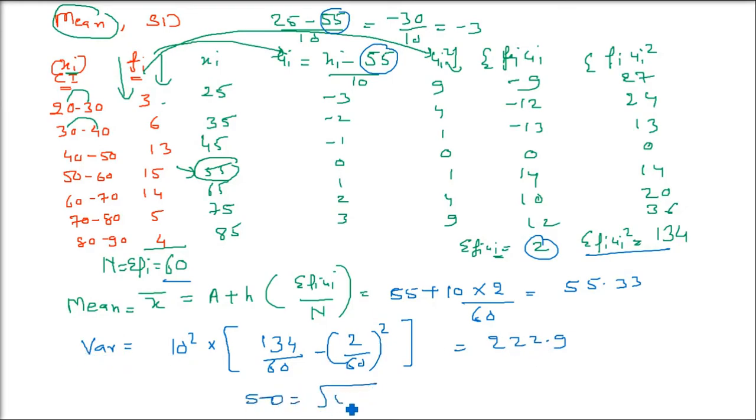Now variance, how to find out standard deviation? Take under root of variance. That is under root of 222.9, which is going to be 14.94. So this is the formula being used for the continuous frequency distribution, where the class intervals are given and the frequencies are given. I hope you got the idea.